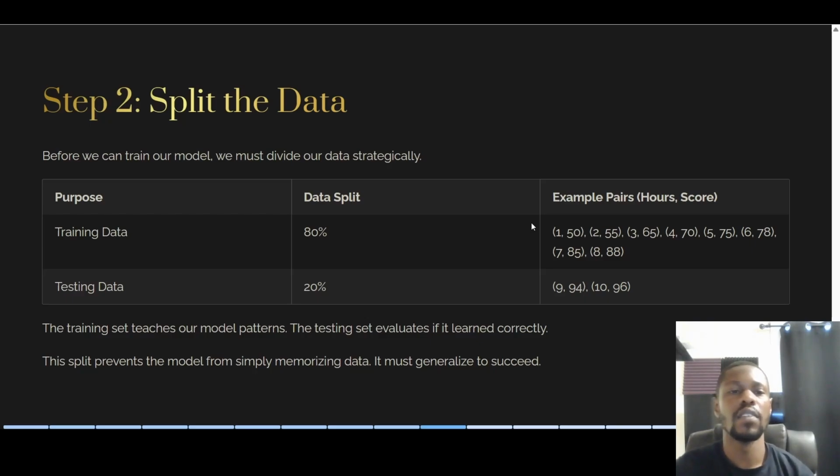Okay, so how will we do this? First, we're going to split the data. Before we can train our model, we must divide our data strategically into training data and testing data. And here's an example. Okay, so 1 hour, score 50. If the student studies 2 hours, on average they score 55, etc. The training set teaches our model the patterns. The testing set is what we're going to use to evaluate how well our model performs, to see if it's learned correctly. So this split prevents a model from simply memorizing data, which again is overfitting, which we covered previously, and it must generalize in order to succeed, which is what we want, right?